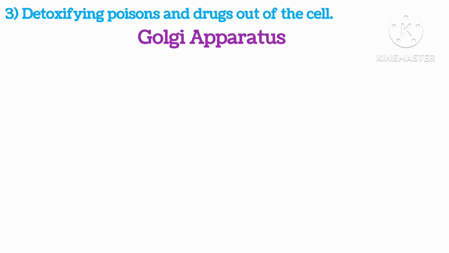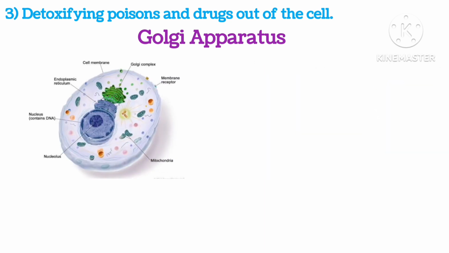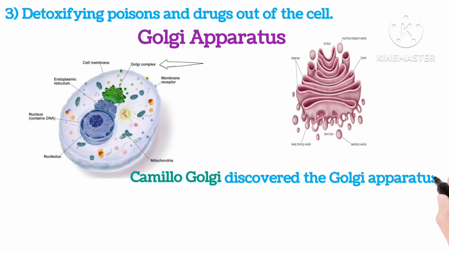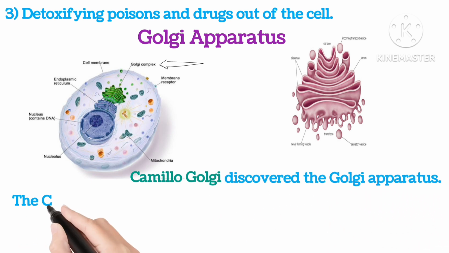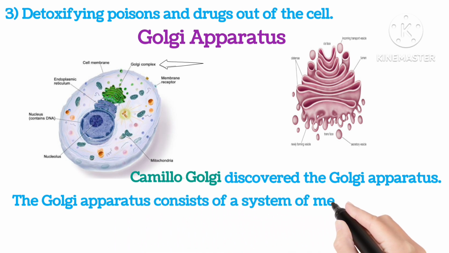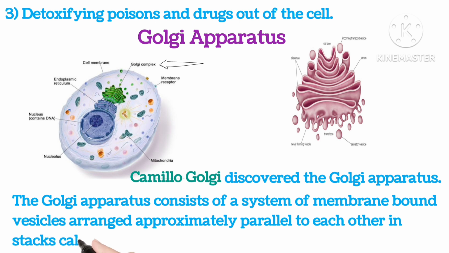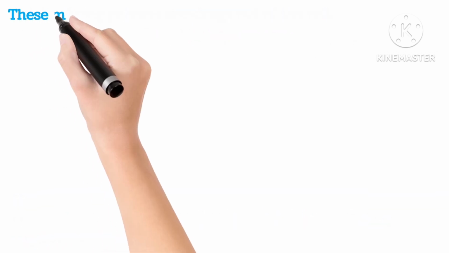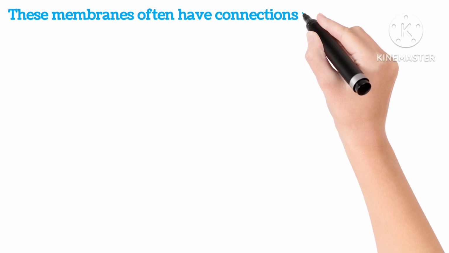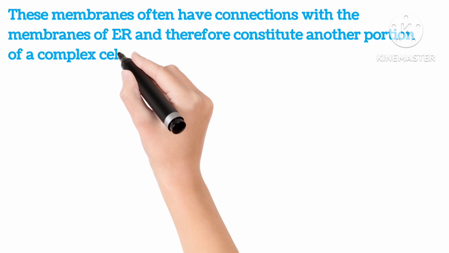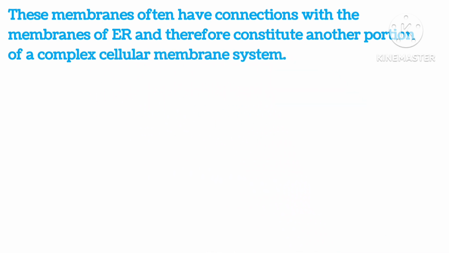Golgi apparatus. Now Golgi apparatus, you can see over here the picture of it in the cell. Camillo Golgi discovered the Golgi apparatus. The Golgi apparatus consists of a system of membrane-bound vesicles arranged approximately parallel to each other in stacks called cisterns. These membranes often have connections with the membranes of ER and therefore constitute another portion of a complex cellular membrane system.